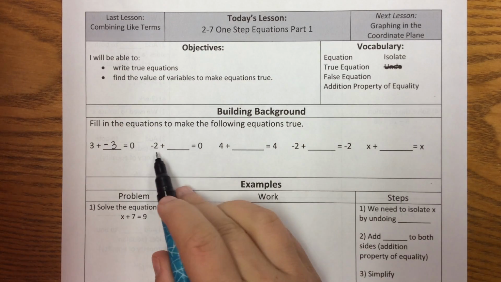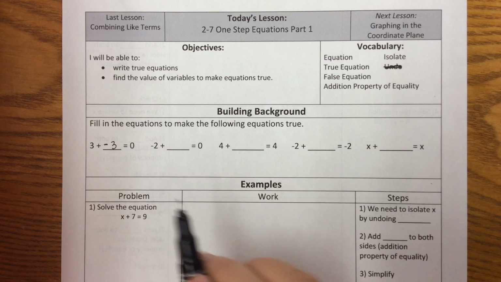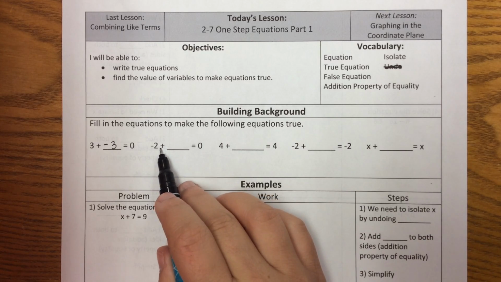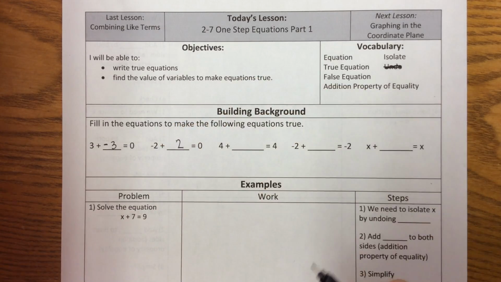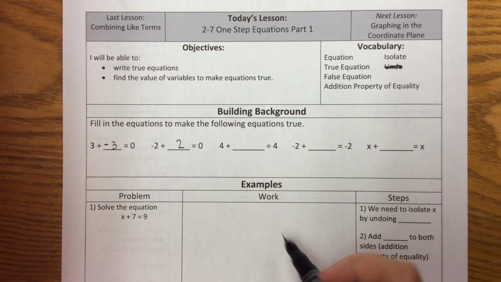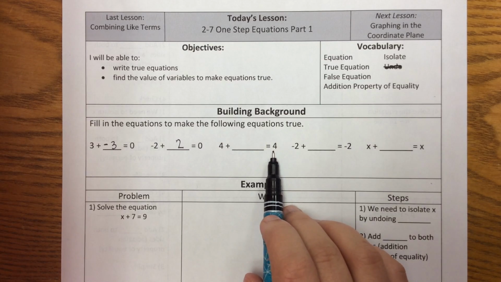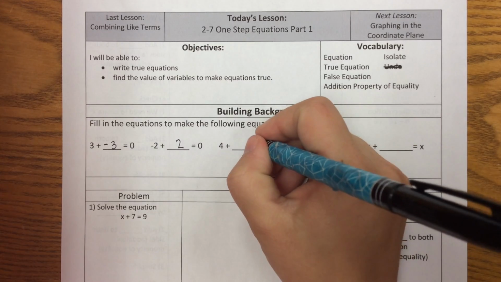Okay? Negative 2 plus what is 0? Well, I have gone backwards 2, so to get back to 0, I have to add a positive 2. 4 plus what number is 4? Well, 4 plus 0 is 4.